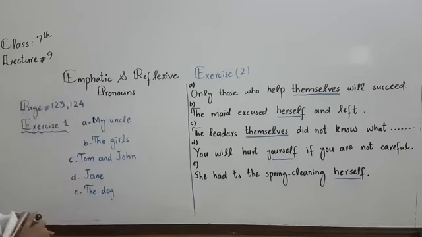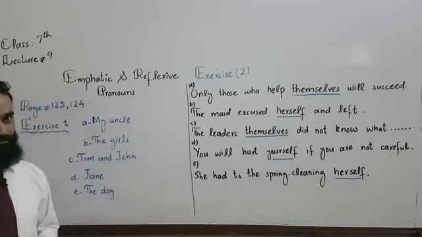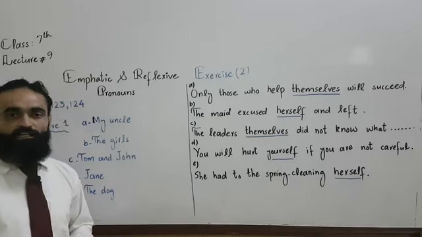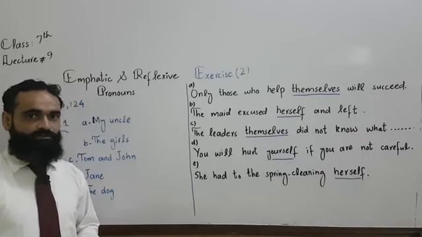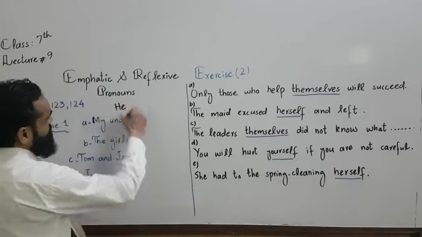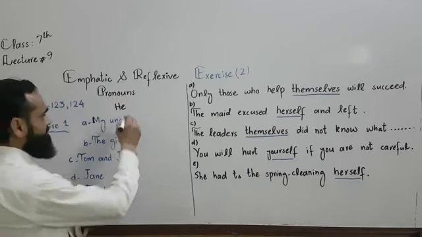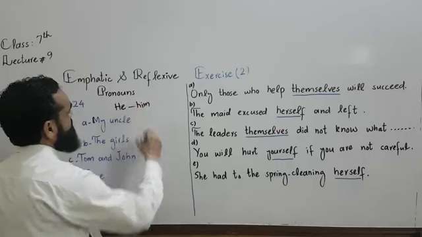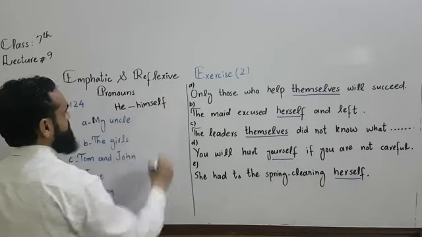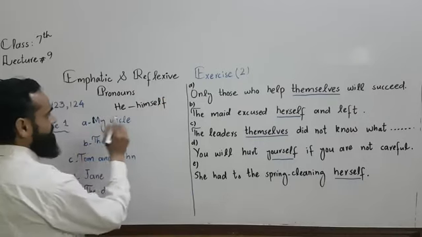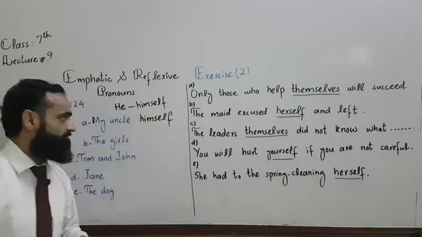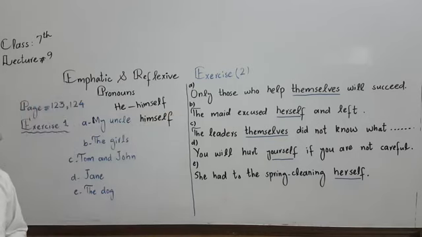If you look at the first option, it is my uncle. My uncle describes a certain person, male, and you know for male we use subject he. Its objective case is him, and by adding self in it, it will become the reflexive or emphatic pronoun of my uncle. So you will write himself in front of my uncle.